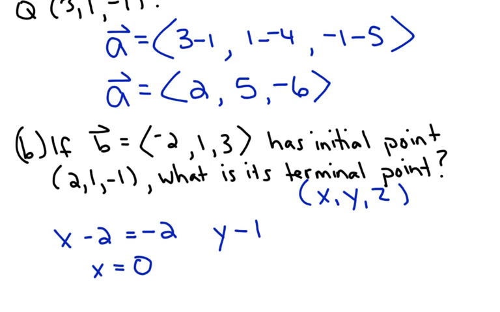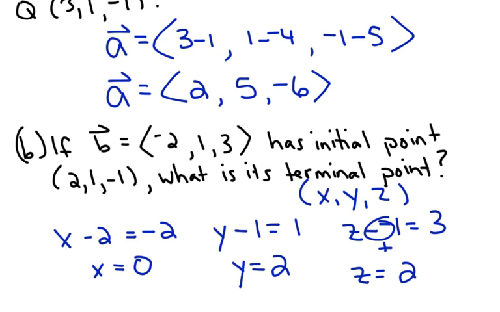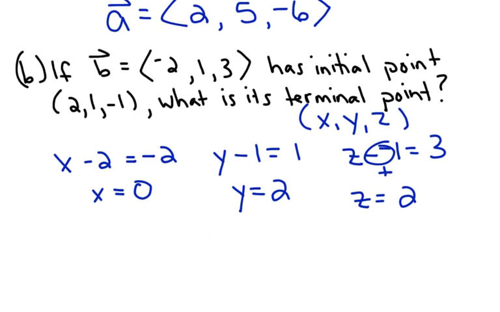Terminal minus initial for the y components has to equal 1, so y is equal to, nope, not 0, 2. And z minus negative 1 is going to equal 3, which is z plus 1, so z is going to equal 2. So the terminal point is 0, 2, 2. But notice I wrote it in parentheses and not in the arrows, because the answer is not a vector.